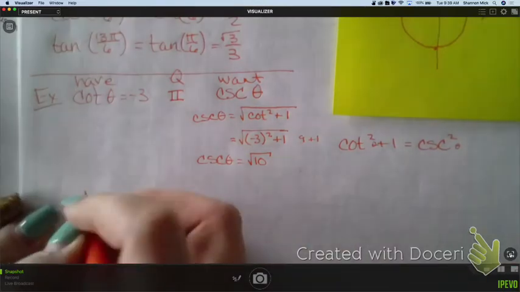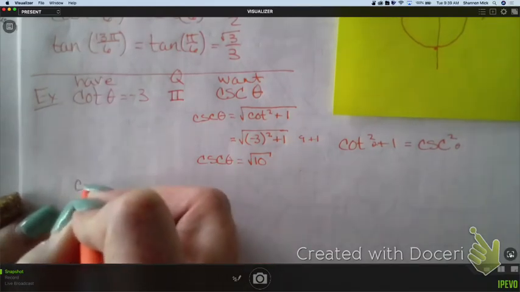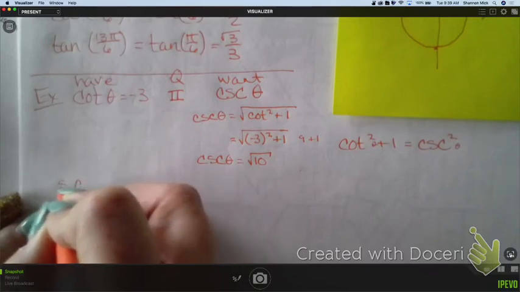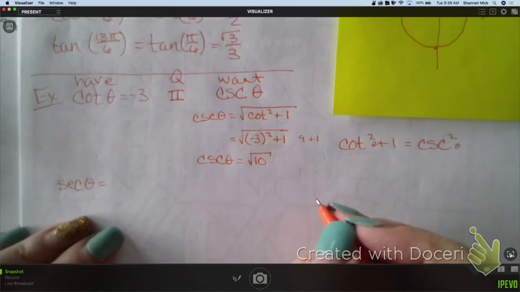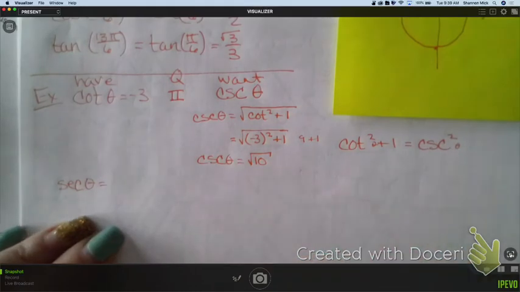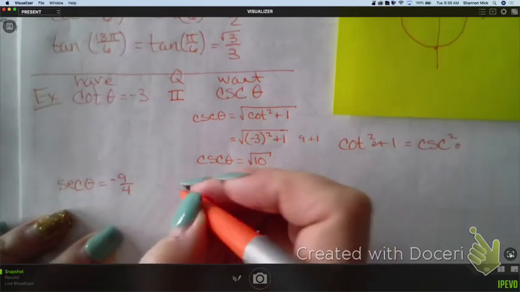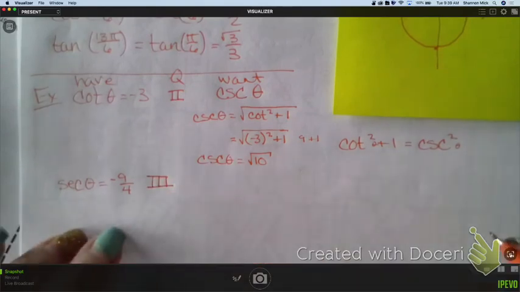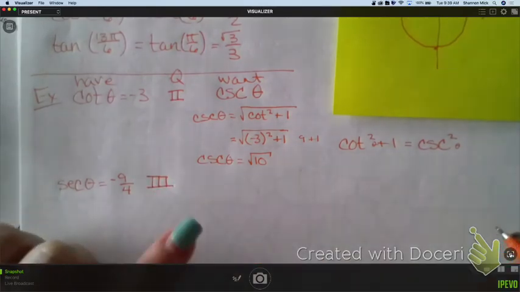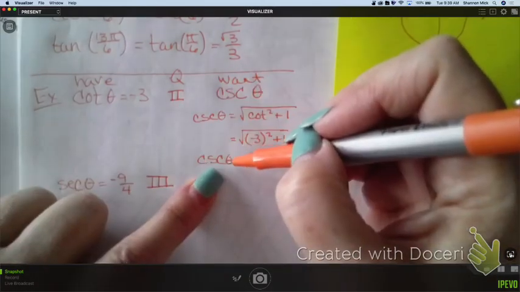Okay, I'm going to tell you I have the secant of theta is negative, I can't read it so small, 9/4. And we are in what quadrant? 3. Oh, wait a second. We're in quadrant 2. What is the cosecant in quadrant 2? Is it positive or negative?